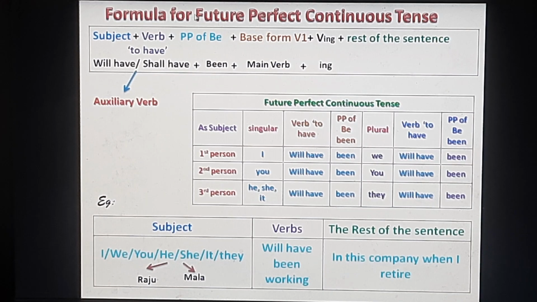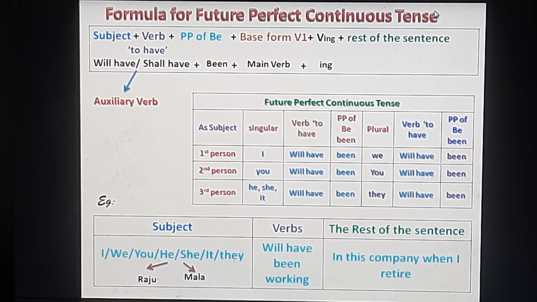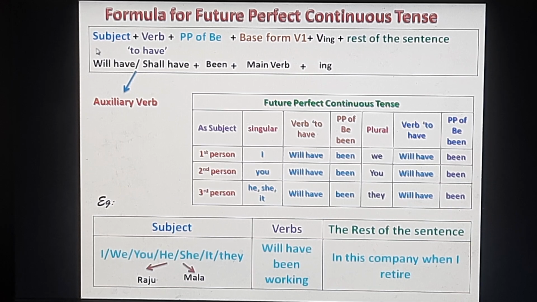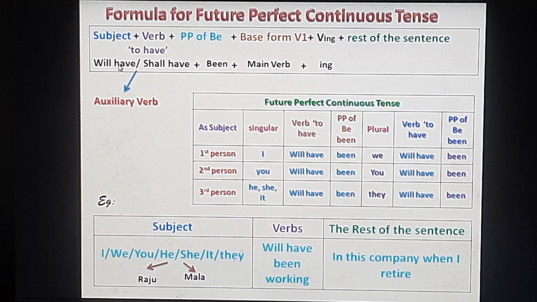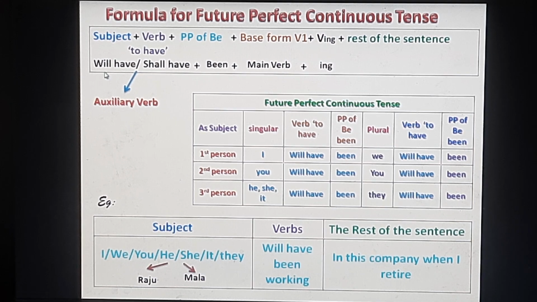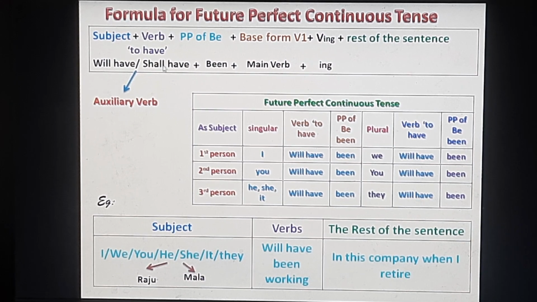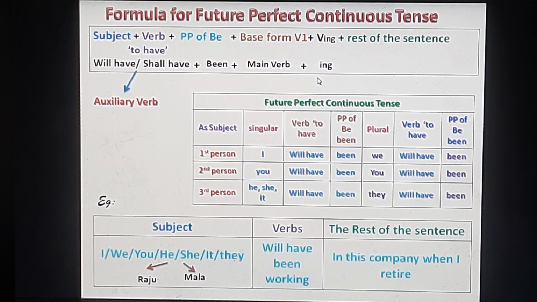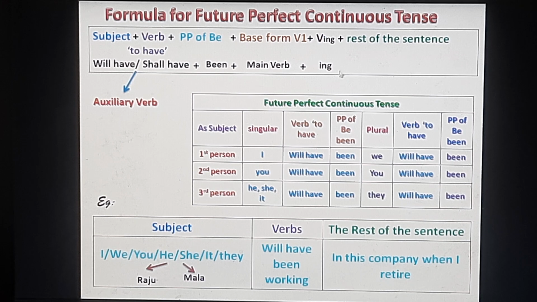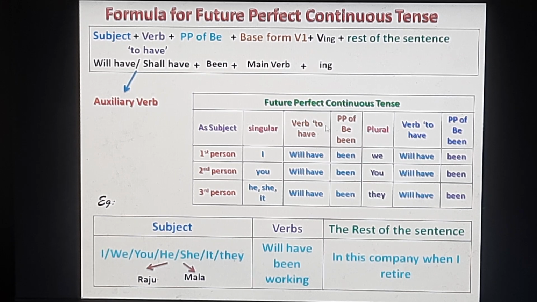Now let's see the formula for future perfect continuous tense. It's the subject plus the to have verb, which is your auxiliary verb, which will be will have or shall have, plus the past participle of be verb, which is been, plus base form v1, which is your main verb, plus ing for your continuous tense, plus the rest of the sentence.